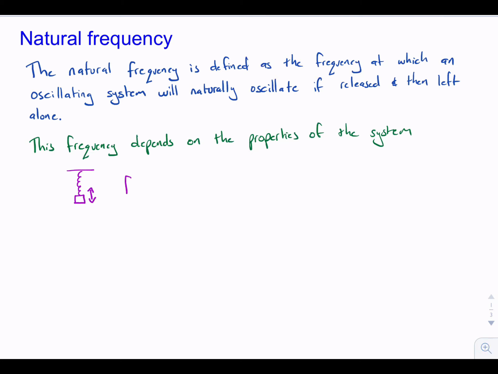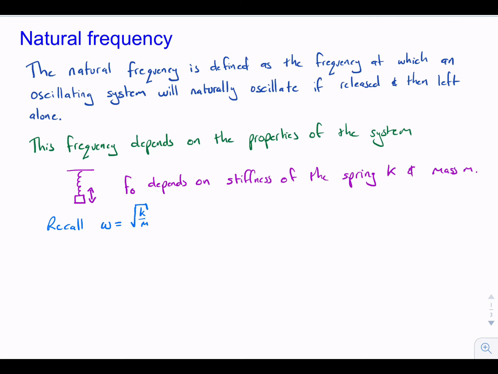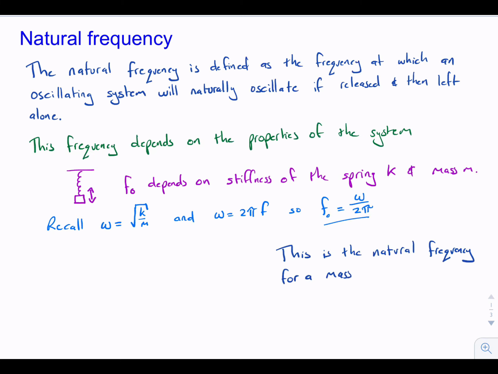f0, and we add this little 0 here to denote the natural frequency, depends on the stiffness of the spring, k, and the mass, m. You might recall we write this as the angular frequency, which equals the square root of k, the stiffness, on m, the mass. We can also write this as the angular frequency equals 2 pi f, so f0 equals omega on 2 pi. Again, this little naught here is added to make it clear we are talking about the natural frequency. This is the natural frequency for a mass oscillating on a spring.